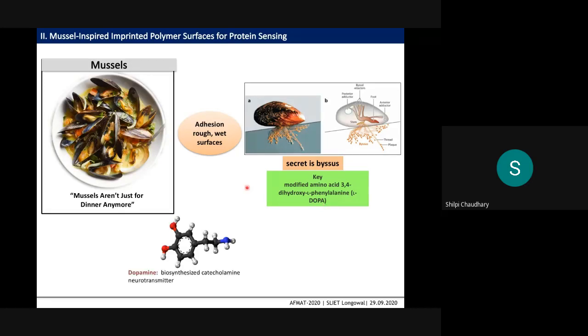And this is how the chemical structure of the DOPA molecule or dopamine molecule looks like. It's a kind of neurotransmitter. And there was an article in, I think, 2010, which actually has shown the potential of this mussel, which can be applied in chemistry, in material sciences, in cell or surface interaction, in biosensing applications.